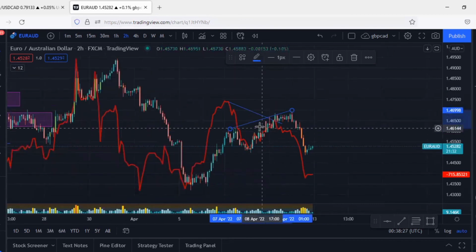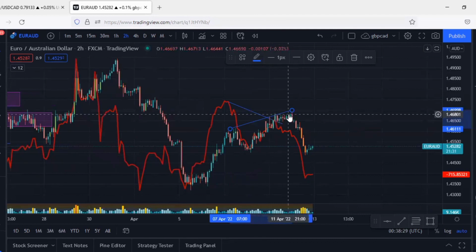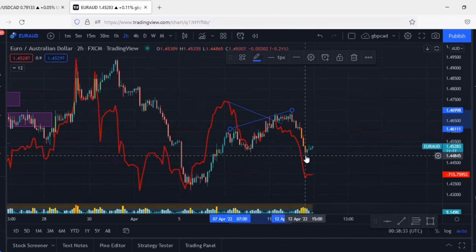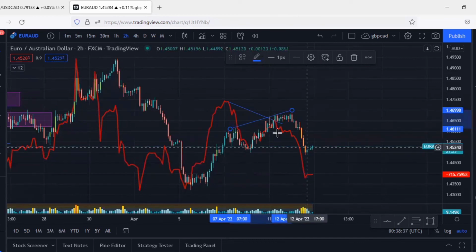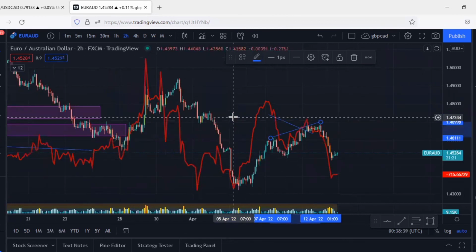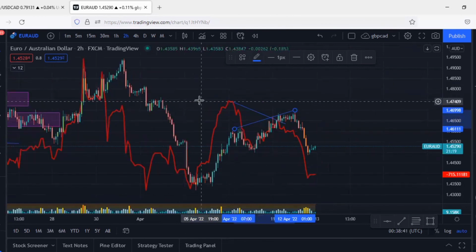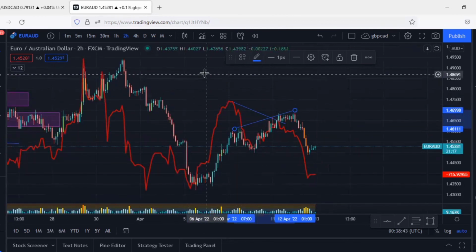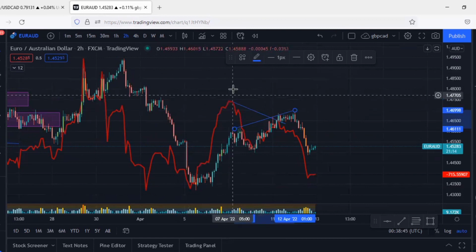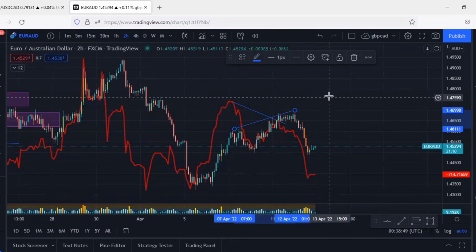This trade was taken at the top here on the sell limit, and it is currently up over 165 pips. So that's how we got the trade. As you can see, it was using technical analysis and fundamental analysis, and we all made money from that.